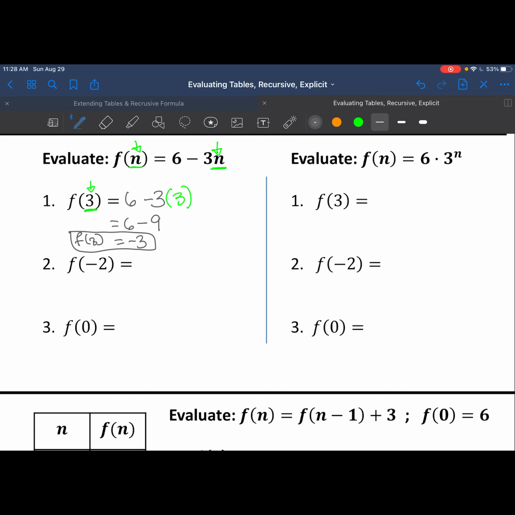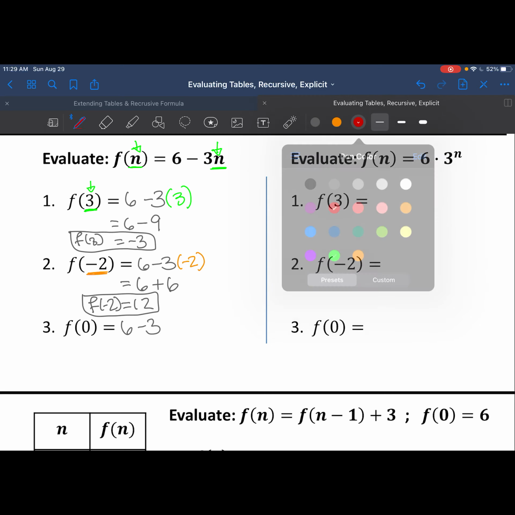Let's look at the next one. We have 6 minus 3, and this time we have to replace n with negative 2 because that's what we were given. So let's evaluate. Negative 3 times negative 2. Well, two negatives make a positive, so now we have plus 6. 6 plus 6 is 12, so f of negative 2 equals 12. Looking at the next one, we have f of 0, so we're going to replace our n with the number 0. So we have 6 minus 3 times 0.